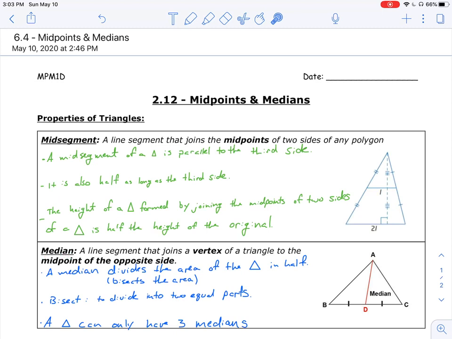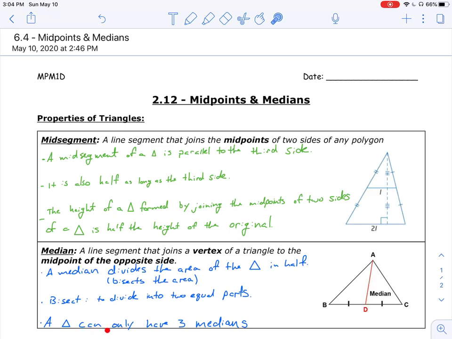A median is a line segment that joins a vertex of a triangle to the midpoint of the opposite side. So we have a triangle ABC. We go from the vertex of A and it goes to the midpoint of that other side, right? So we create an equal side length here and an equal side length here. So a median divides the area of the triangle in half, directly in half, and it bisects the area. Bisecting simply means to divide into two equal parts. So this median bisects the area of the triangle.